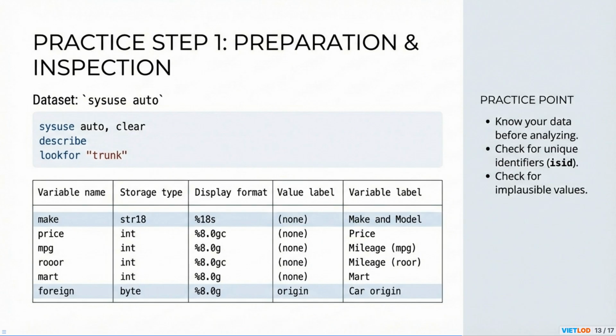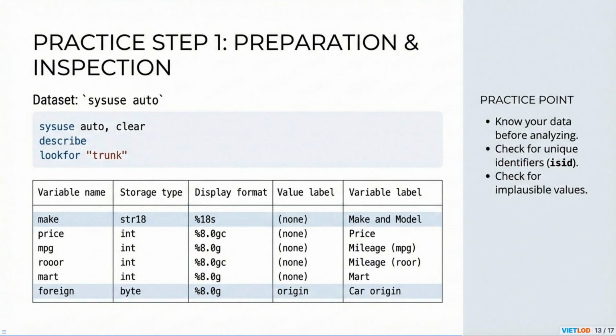To use a stored result, you simply refer to it by its name. For example, display "mean price" r(mean) will print the mean price. To see the coefficient vector after a regression, you can use matrix list e(b). The best practice is to store these results immediately in a local macro or a scalar variable if you need to use them later in your script, since they will be overwritten by the next command.